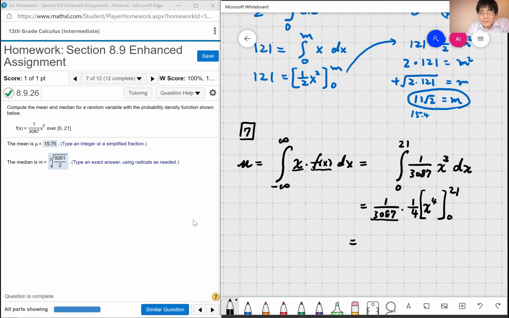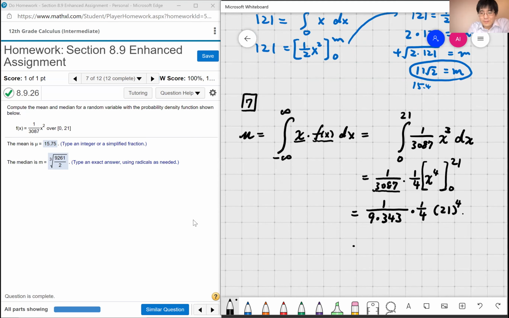Now, this one is a multiple of 9. So I'm going to decompose it into 9 and something else. It's going to be 9 times 343 times 1 over 4 times 21 to the power of 4. Now let's simplify this. The denominator is 9 times 4 times 343, which is, guess what? It's 7 cubed. Okay, now 21 to the 4th is the same thing as 3 times 7, four times. So it's going to be 3 to the power of 4 and 7 to the power of 4.